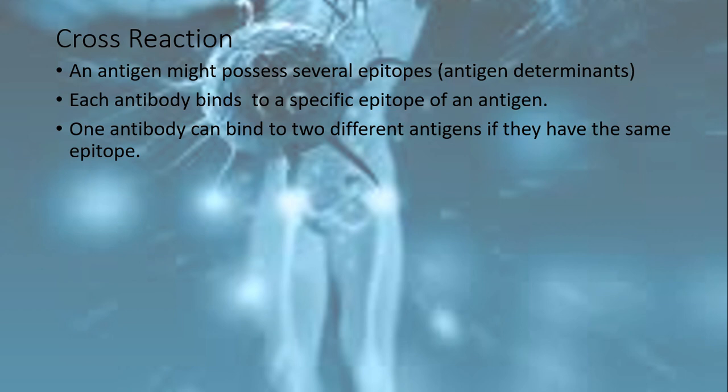Also, when one antibody binds to 2 different antigens because they share the same epitope, here is where we talk about the cross reaction. So the cross reaction is the reaction performed between one antibody by fixing itself to 2 antigens because they share the same epitope.